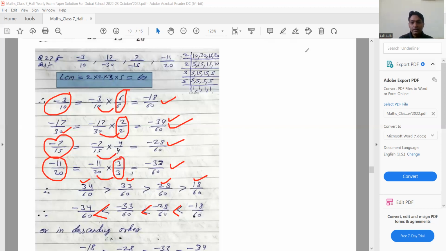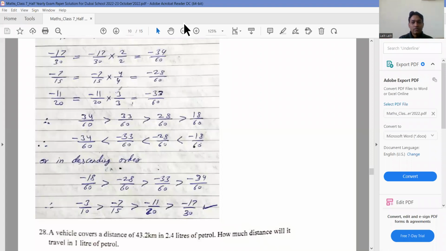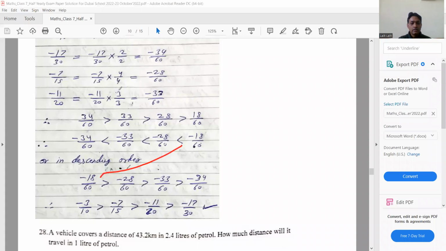So we can further write it in descending order. What you need to write, like minus 18, descending means from bigger to smaller. So I have written minus 18 and then 26 and then this and minus 30. Now I have just put the value minus 18 upon 60, which is equivalent to minus 3 upon 10. Actually, the question's rational numbers are: minus 3 upon 10, then minus 7 upon 15, minus 11 upon 20, and minus 34 upon 60. So that is the answer of descending order of rational numbers.